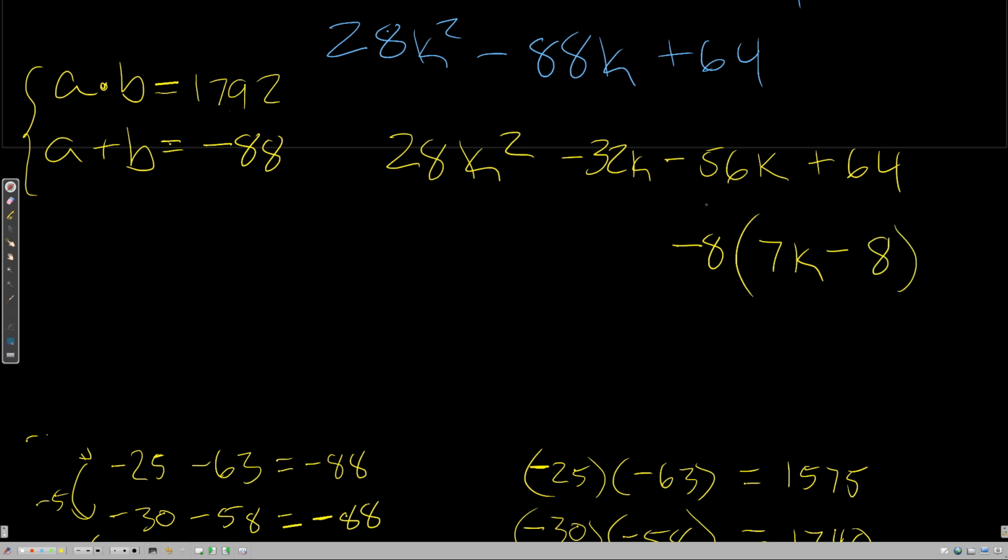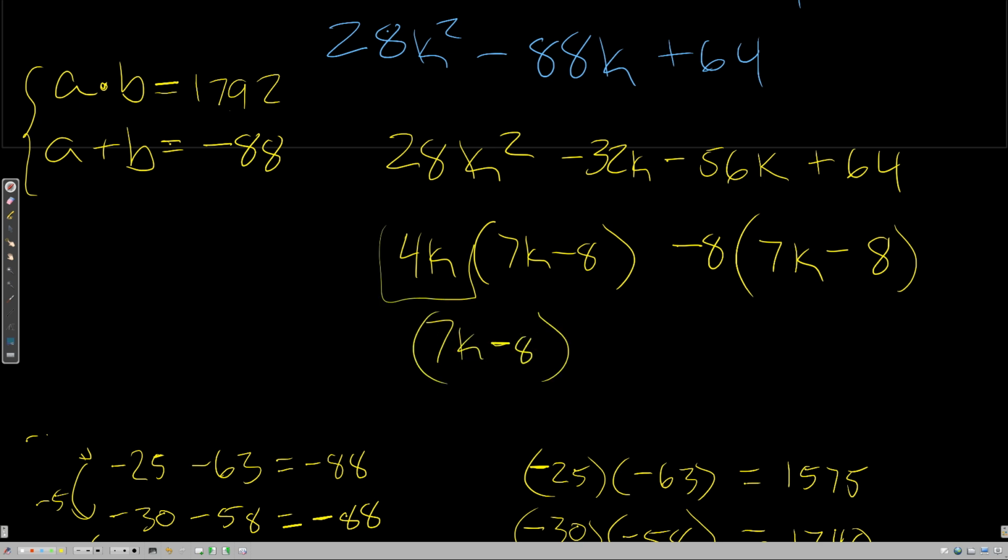see that if I had distributed this right back in, I would be right back where I started, negative 56k and a positive 64. Well, then it must be the case that I also have a 7k minus 8 over here. And so you can see, what you must have factored out to make that happen is a 4k. Then each of these two terms has a 7k minus 8 in common.